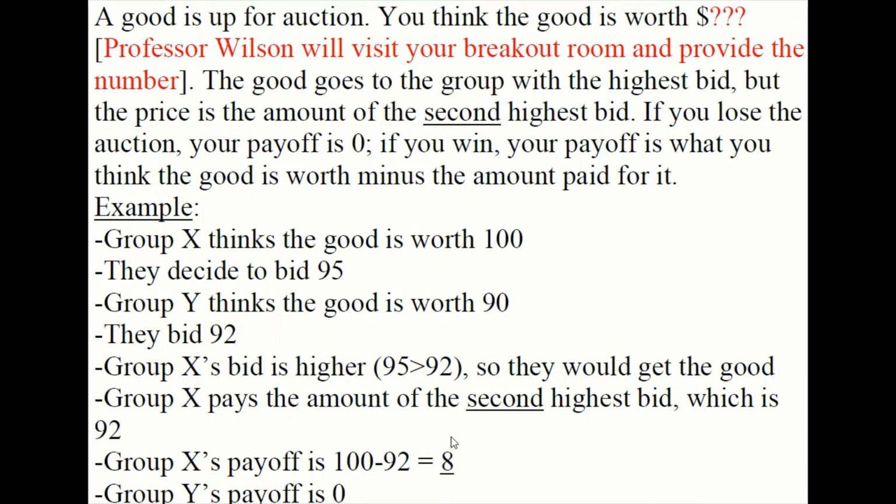Now, we'll see in Chapter 16, Part 1, that the best strategy in this game is to bid your value. So if your value is 100, then you should bid 100. If your value is 90, then you should bid 90. More explanation at the start of this chapter. Let's see what you guys did, though, when you played the game.